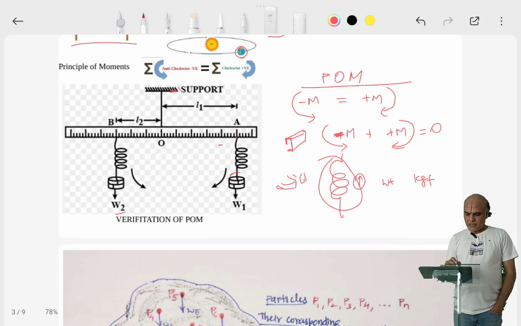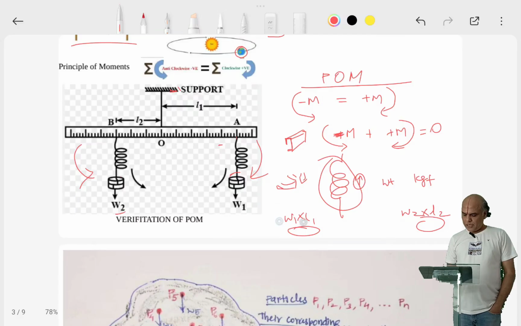you take the readings of W1, W2, L1, L2. Now you multiply W1 and L1 and W2 and L2. We see that we get same moment this side and this side. Only thing is this is clockwise moment and this is anti-clockwise moment. So if you take the negative sign of W2 L2, then add them, then you will see that this will equate to 0.